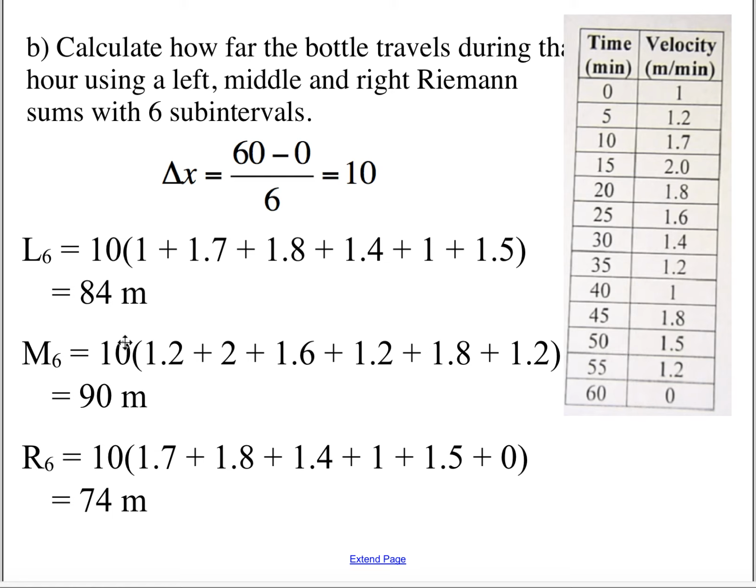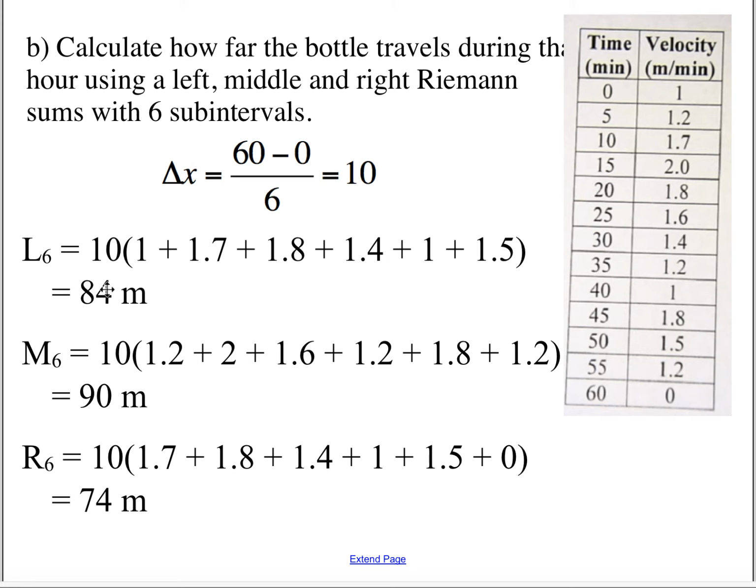When we get to the middle, my width doesn't change, it's still 10, but now going from 0 to 10, my midpoint is at 5, so I want to use the y value at 5. From 10 to 20, the midpoint is at 15, so I use the y value at 15, etc. Then you add those and multiply them by 10. And then the last one, my right Riemann sum: width is still 10, but now from 0 to 10, my right side is 10, so I'm going to use the y value at 10, which is 1.7. From 10 to 20, the 20 is the right, so use the 1.8, until you get to 60, where the y value at 60 is 0.